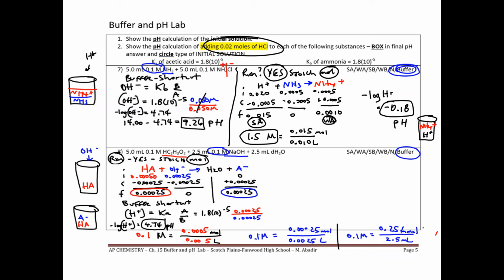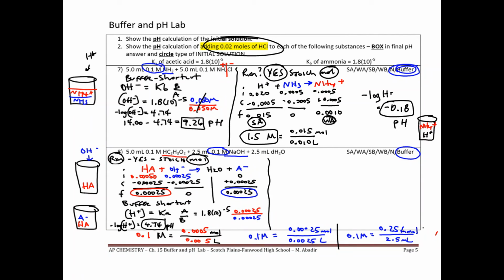Okay, next we're going to look at this one. This actually also is a buffer, because when we were done with this problem last time, we noticed that we had HA and A minus. So we formed a buffer in the last example when we did the initial. So this was a buffer.